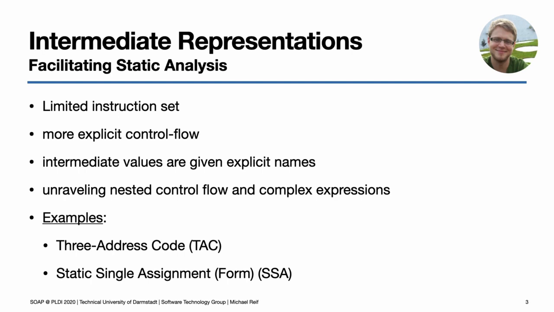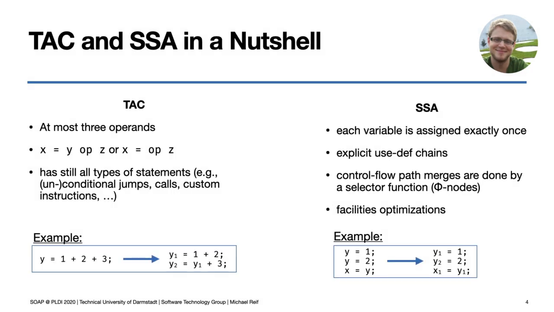So most intermediate representations are based on a 3 address code, in short TAC, or additionally use the static single assignment form, in short SSA. Just to get us all on the same page, let's refresh what TAC and SSA actually are. First, 3 address code. Here, every statement has at most 3 operands, 2 for the operators and 1 to store the result. It can also have statements with fewer operands.